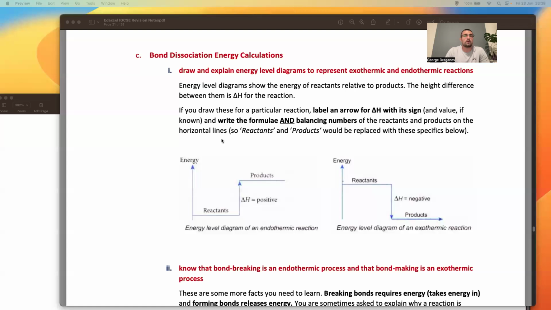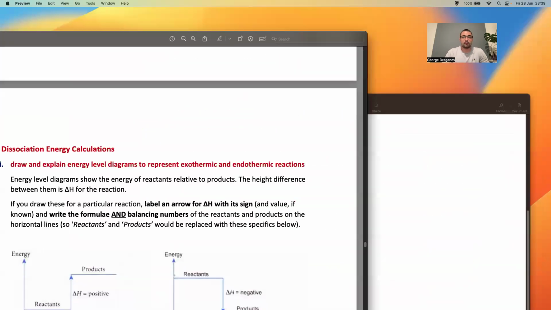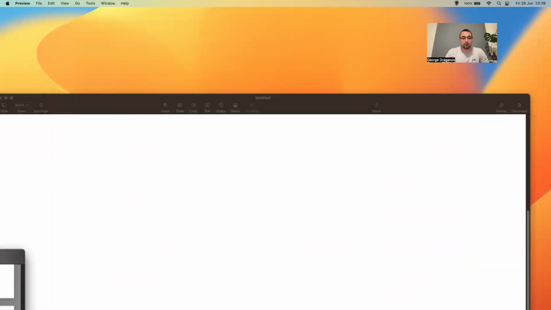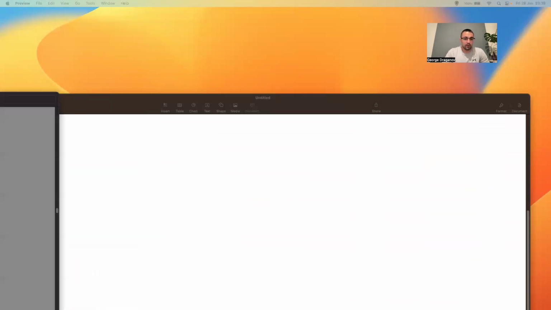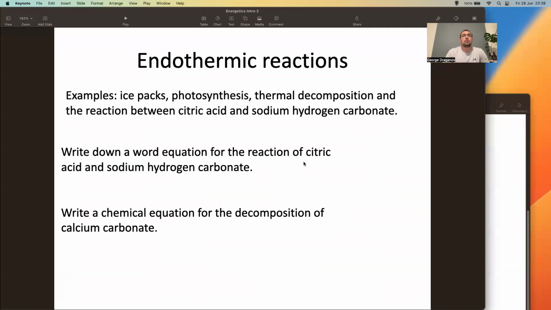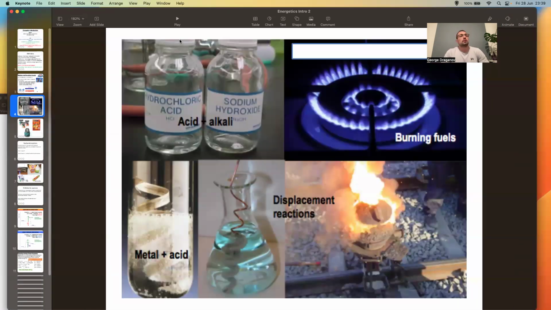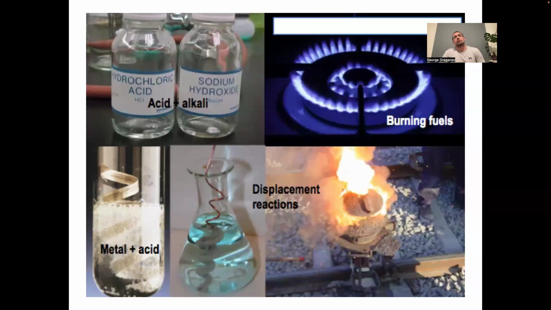Okay, well, that covers the basics. However, you should also know some examples of endo and exothermic reactions. So if we go back to our PowerPoint, we can find it. There it is. We should now know some examples of endothermic and exothermic reactions. So here are some pictures.